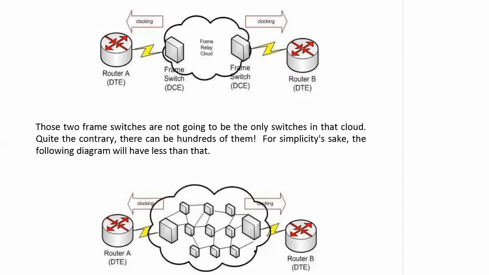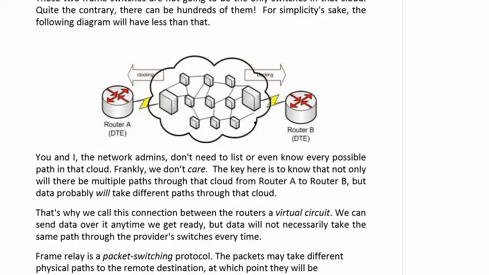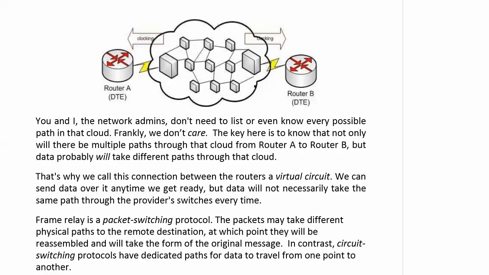Now, these two frame switches are hardly going to be the only switches in the cloud. We could have dozens, we could have hundreds, we could have thousands. We're going to have a lot of frame switches in there. And the thing is, our data from point A to point B is most likely going to take a different path through the cloud every time. And you and I, as network admins, we don't need to list every possible path in the cloud because, frankly, you and I don't really care. That's not our domain of influence, so to speak. We're not in charge of that.